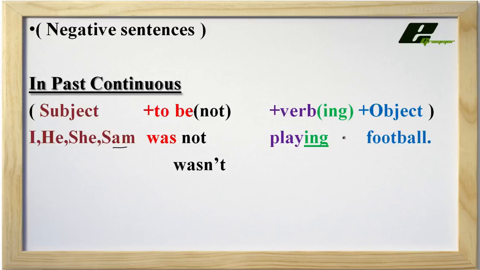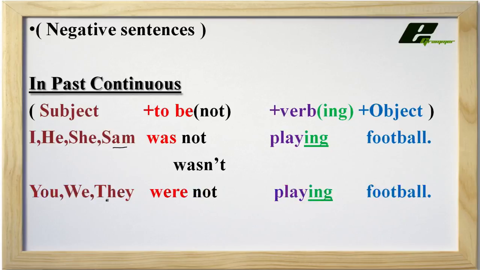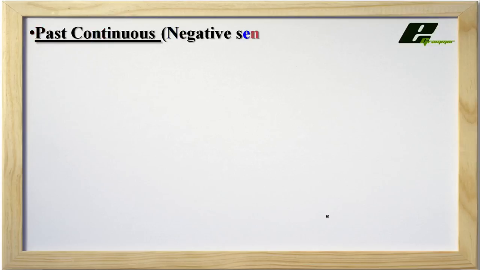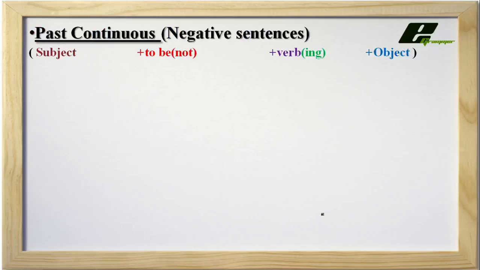Understood? Now take a look at another example. They were not playing football. Here also we are going to use not exactly after were, and that sentence becomes a negative sentence. Similarly, instead of were not, you can use weren't. So the sentence would sound like this: they weren't playing football. Understood? Now we'll transform some sentences into negative sentences so you will get it much better.